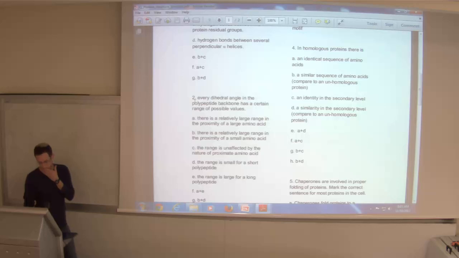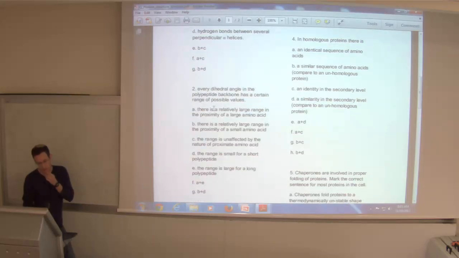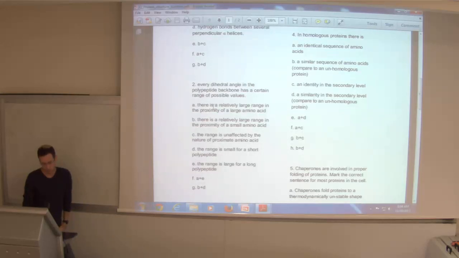Number 2. Every dihedral angle in the polypeptide backbone has a certain range of possible values. We haven't stated this fact as it is written here, but the Ramachandran plot shows us exactly this phenomenon. So which sentence is correct? A: There's a relatively large range in the proximity of a large amino acid. A large range of possible dihedral angles. That's the idea. So what do you think? Does this make sense?